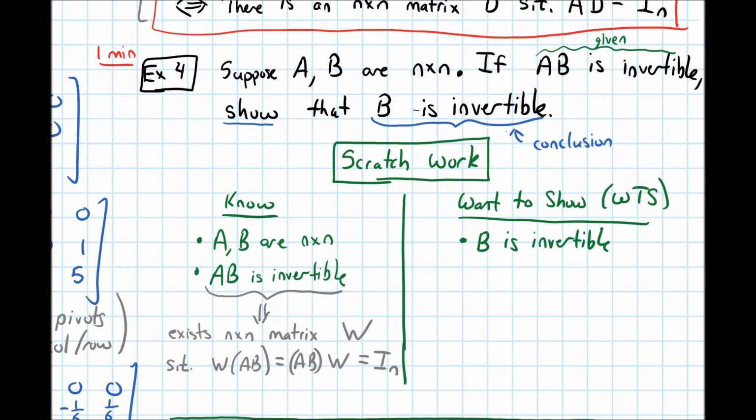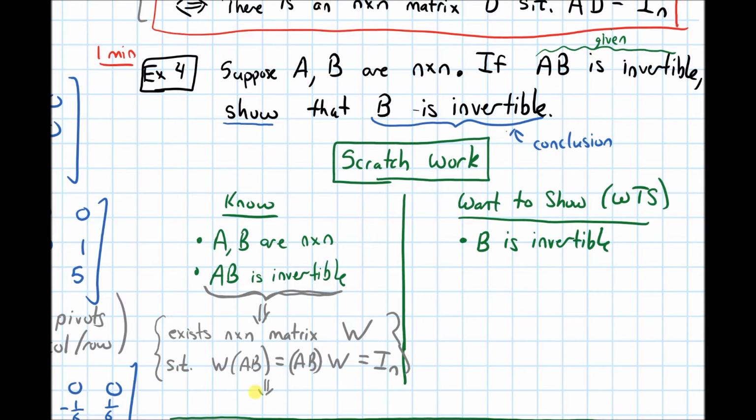Okay, so I have taken one of the parts of what I know, and I've explained what that means. At least I've explained one thing that this means. When AB is invertible, that means this statement in gray. Okay, so at this point, what I might ask myself is, what does this thing in gray mean? And if I'm able to determine that, I might be able to get something else that I know.